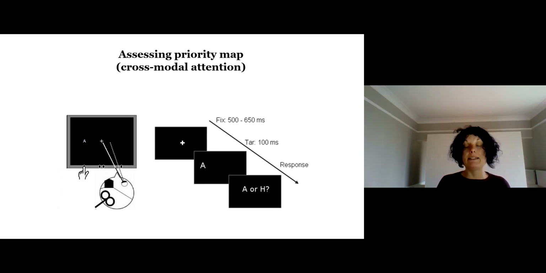The experiment took place in darkness, so they could not see the location of their hand. And then we presented visual targets like the letter A, for instance, you see here, at various locations around the location of the hand. We asked them to carry out a simple visual discrimination task to tell us whether the letter they saw was A or H, and we presented the letter A half of the time, the letter H the other half of the time. We measured the accuracy and the reaction time for visual detection, for visual discrimination.